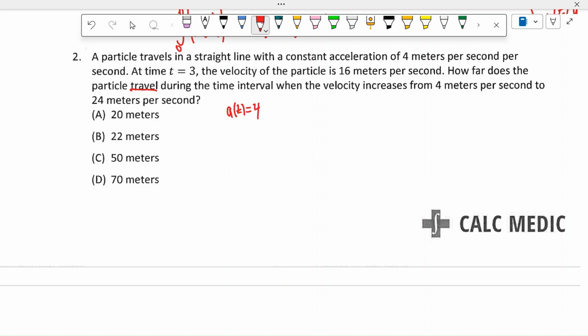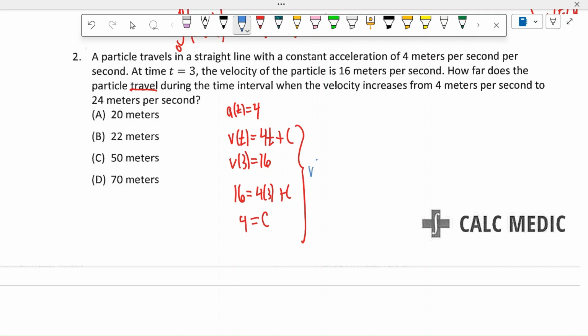So what we're going to do is figure out what is the velocity equation. If I integrate a of t with respect to time, I'd have 4t plus c. That's just taking the integral of acceleration. And since v of 3 is equal to 16, I'm going to plug 3 in for t, plug 16 in for v of t. So 16 equals 4 times 3 plus c. Subtract 12 from both sides and we get 4. So that means that my velocity equation isn't just 4t plus c, it's 4t plus 4.